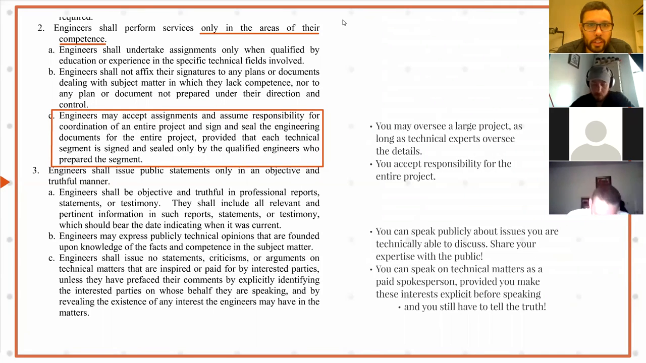All right, continuing on. Engineers are only supposed to perform services in their area of competence. That means that you shouldn't sign off on things that you're not competent to evaluate, because that puts your name on the line. If you sign off on something that you're not competent to evaluate, not only will you get in trouble for whatever goes wrong, but you might also get your license revoked. You might also be prevented from practicing engineering at all.